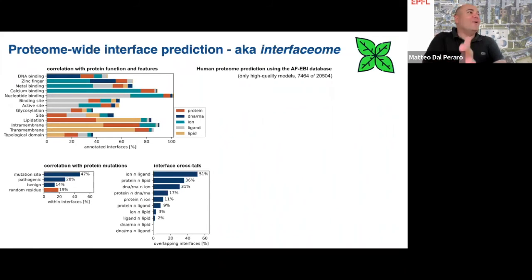You see only one third of these predictions for the human proteome are of very high quality. As a validation, in this graph you can see that our predictions correlate very well with the annotated function and features that you can find in UniProt, for instance. If you look at this transmembrane protein here, most of our predictions are dealing with the protein-lipid interfaces, and this is good for a transmembrane protein, of course. Then also, if you look at mutations, we discover that most of the mutations, half of them, are located in these interacting interfaces.